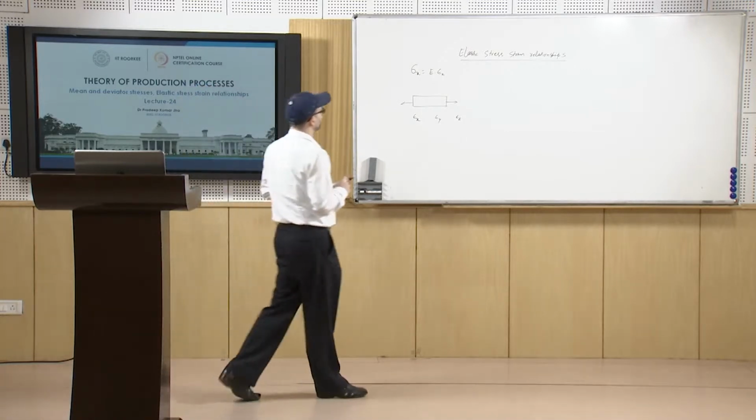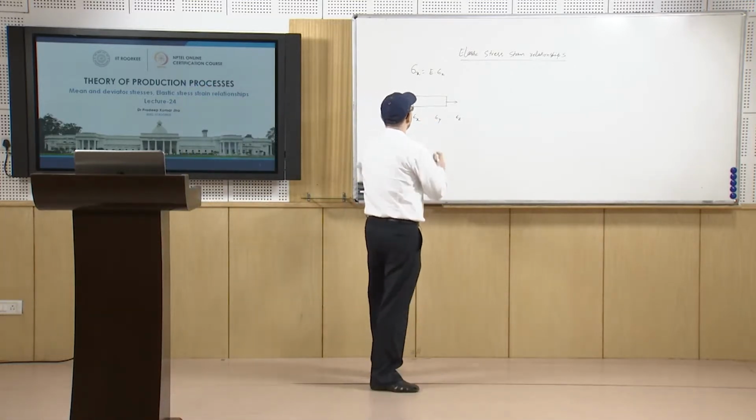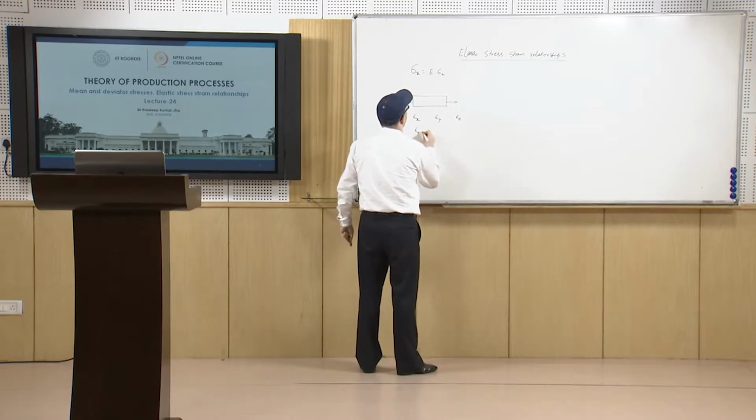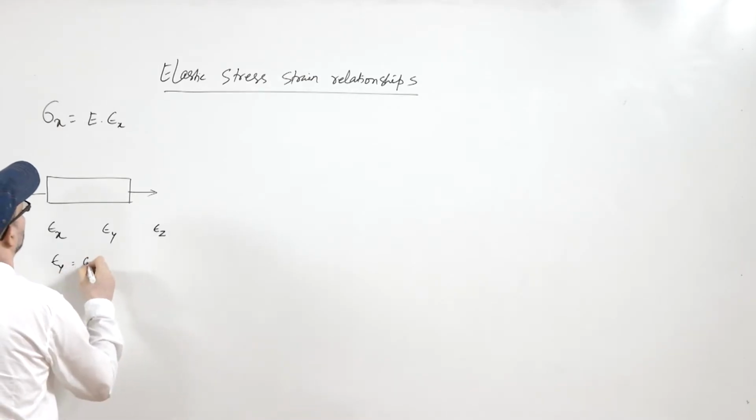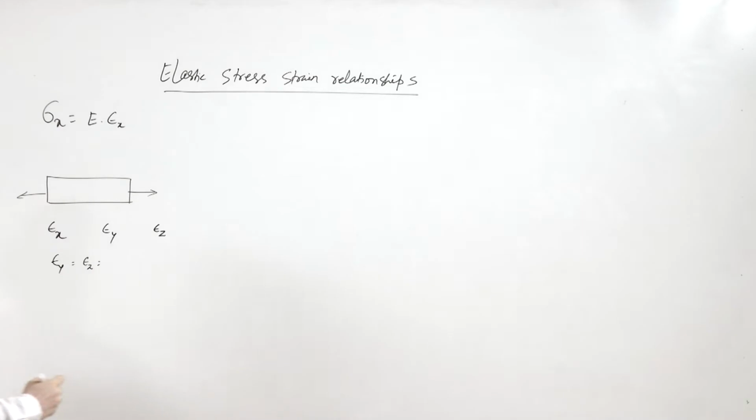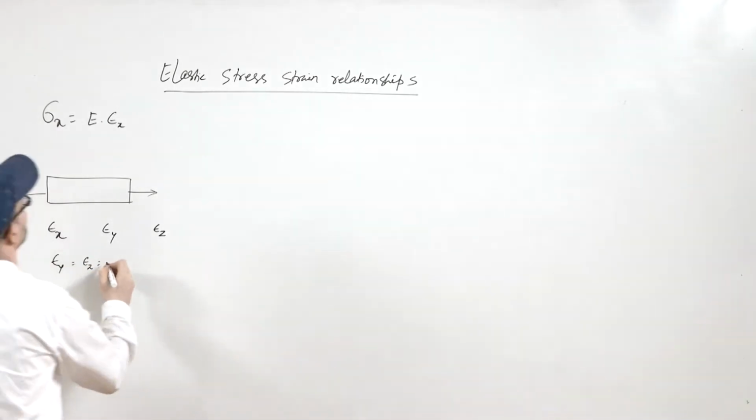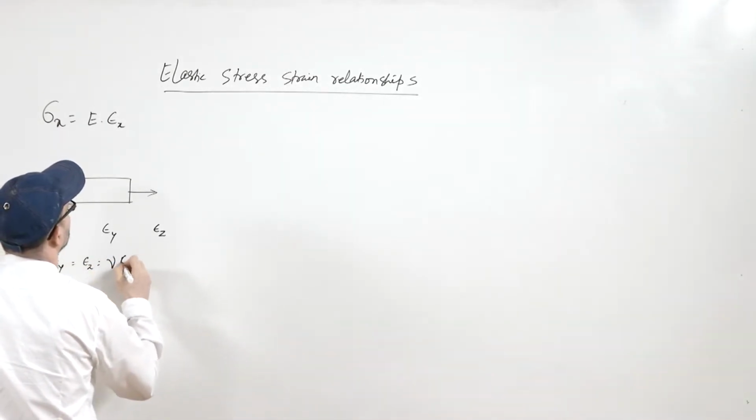So, this epsilon y or epsilon z will be basically nu times epsilon x.